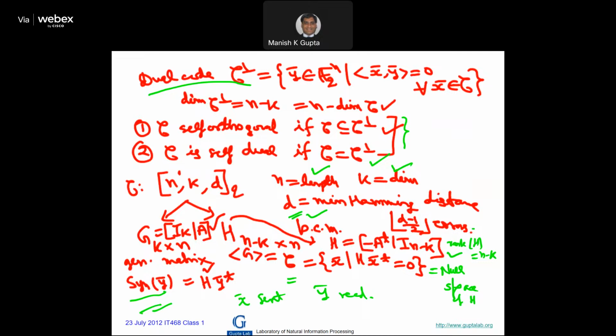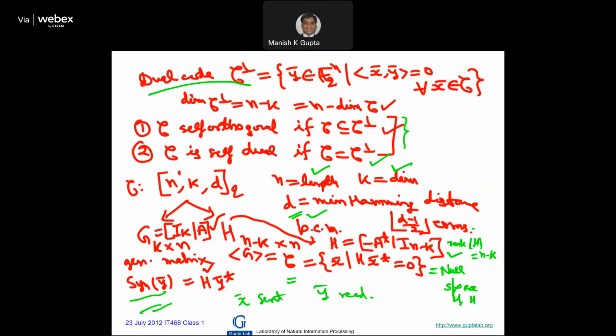And each code can be described by a generator matrix consisting of basis elements. So, for example, in the case of 000, 111, the generator matrix was 111 only, consisting of one vector. In general, it has the identity matrix I_k followed by a matrix A, with k rows and n columns. This is known as the generator matrix. You take k bits, multiply with G, you get n bits. This is how you do the encoding. So encoding of bits is done through multiplication by this matrix G, known as the generator matrix.